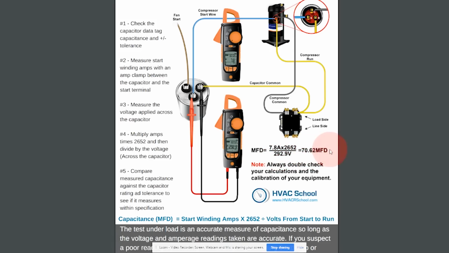You'll notice nowhere on here are you taking the amperage of the compressor other than the start wire. You're not taking the run wire amperage. You're not taking the common wire amperage. You're literally just asking, what is the voltage applied to the capacitor? And once you know the voltage applied to the capacitor and the amperage, then you can determine the microfarads of that capacitor under load, which indicates that it's the capacitance and the voltage that dictates the amperage that the compressor is going to draw on the start winding.